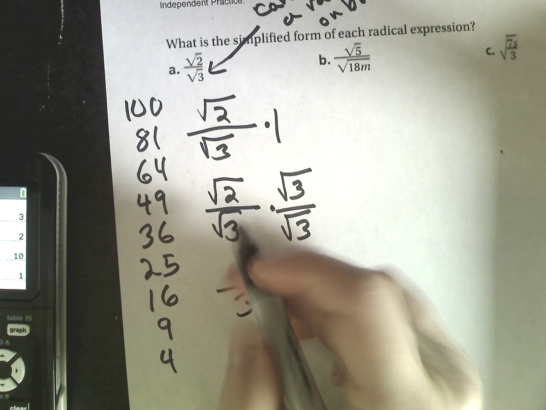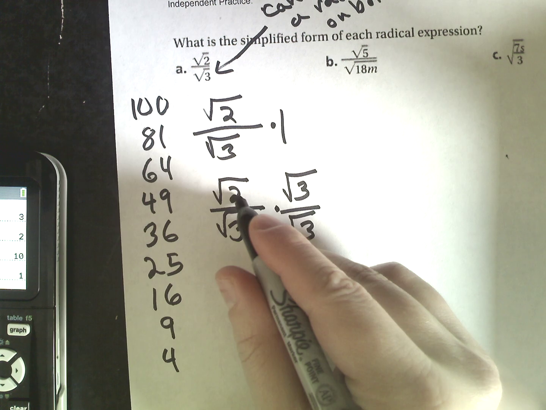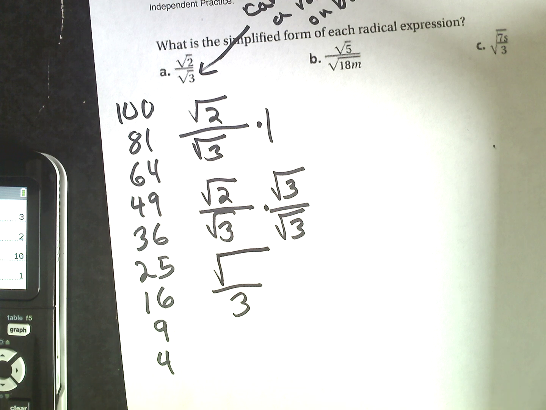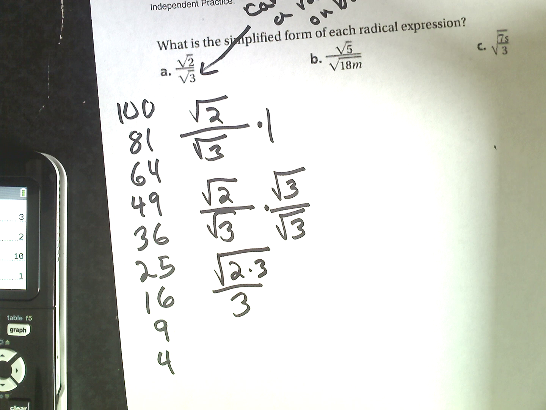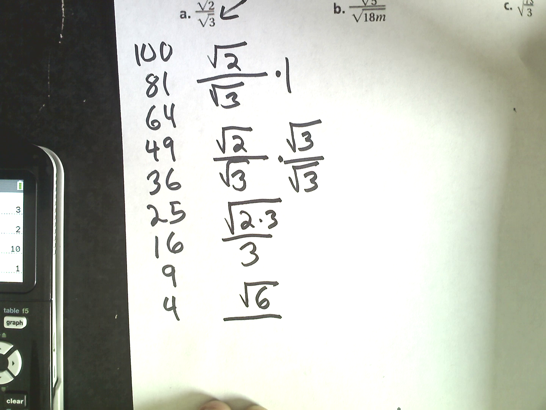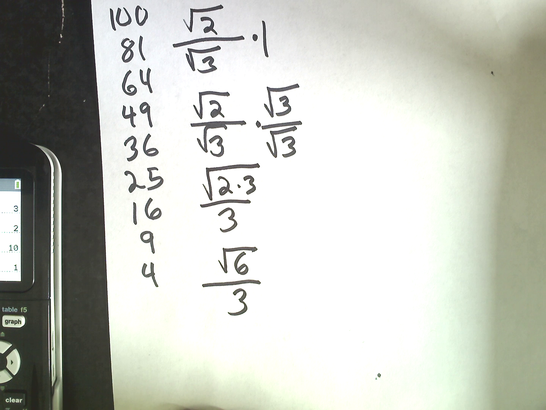The trick is just what to do to the top. Well, we remember that when we're working with these, we can just take those two numbers and multiply them by themselves. 2 times 3. 2 times 3 is this, square root of 6 over 3. No longer have a radical on the bottom.